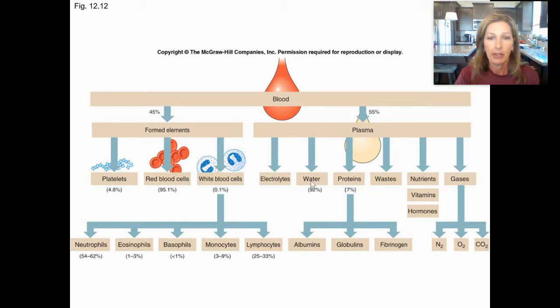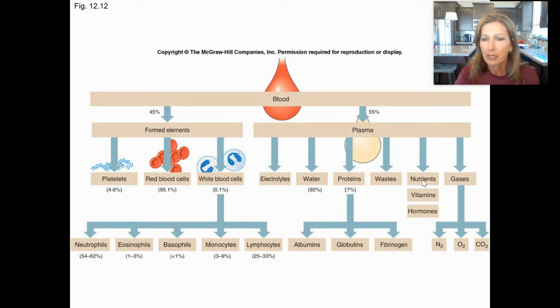But then also in there, we're going to have electrolytes. So electrolytes are just ions, ionic particles. So your sodium, your potassium, chloride ions. Those would be your electrolytes, different proteins, fibrinogen, which is an important part of the blood clotting process. We're going to have antibodies, amino acids that are going to be going to different parts of your body for protein synthesis. Waste products are going to be in your plasma.